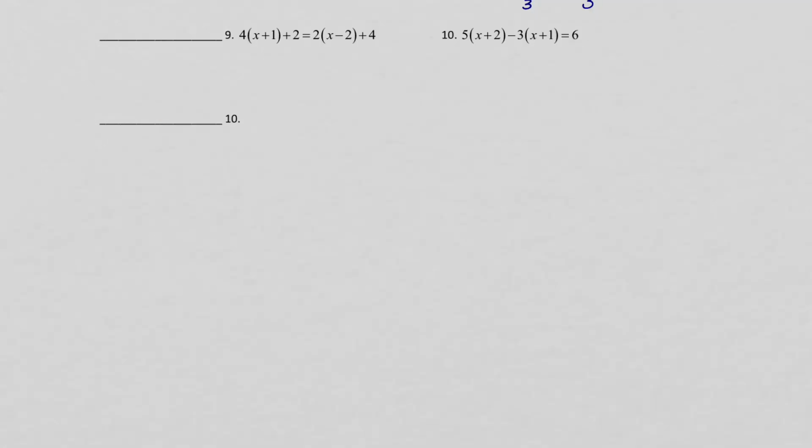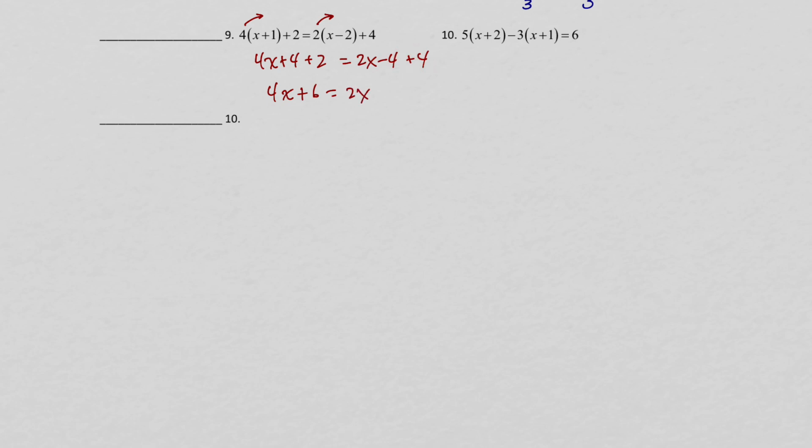Here I'm going to start by getting rid of my parentheses, so I'll distribute the 4, and I'll get 4x plus 4, and then I have that plus 2. And I'll distribute this 2, and we'll get 2x minus 4 plus 4. Combining like terms, the 4 and the 2 add together to give me a positive 6. These add together to give me a 0, so they go away.